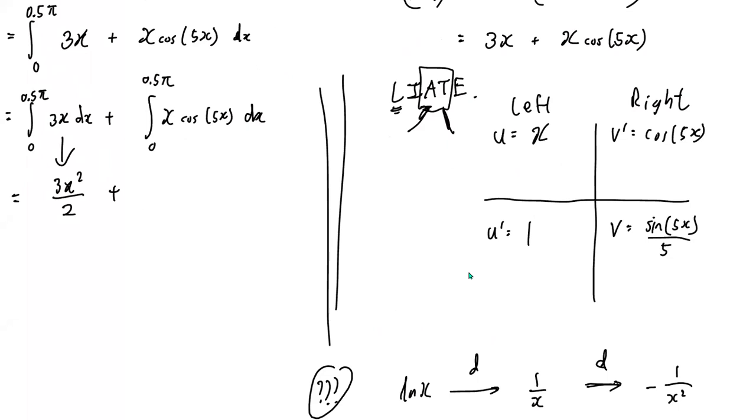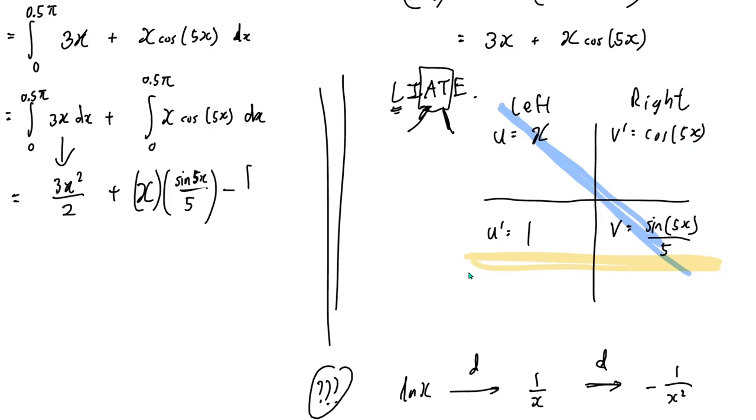Then the formula tells you what? The formula tells you to take the left diagonal minus away the integral of the horizontal pair. So what does it mean? Take the left diagonal, which is u times v. So u is your bracket, v is sine 5x over 5. That bracket minus the integral of, take the horizontal diagonal, u prime v. So it's 1 times sine 5x over 5.